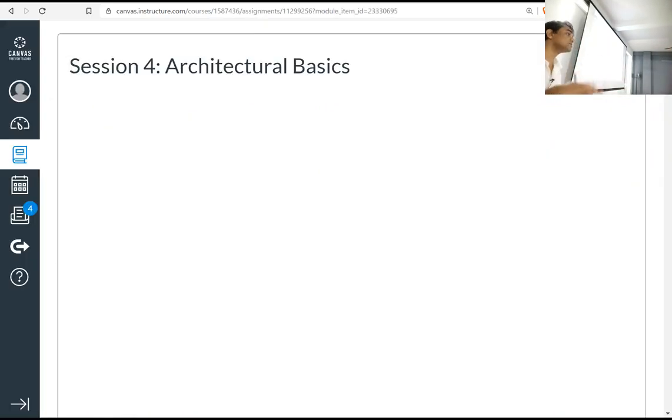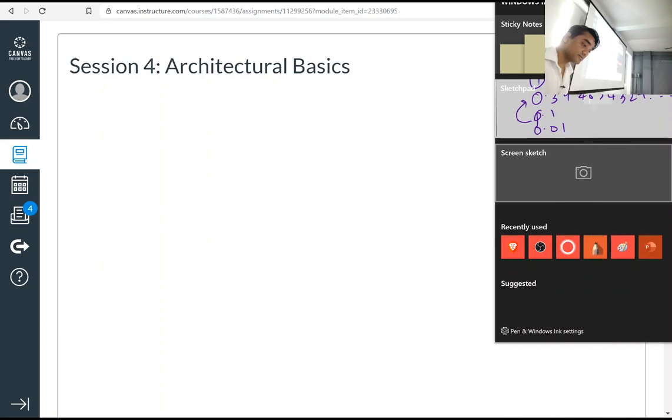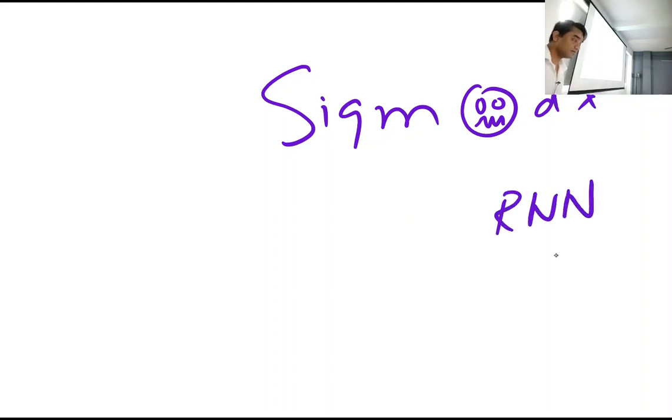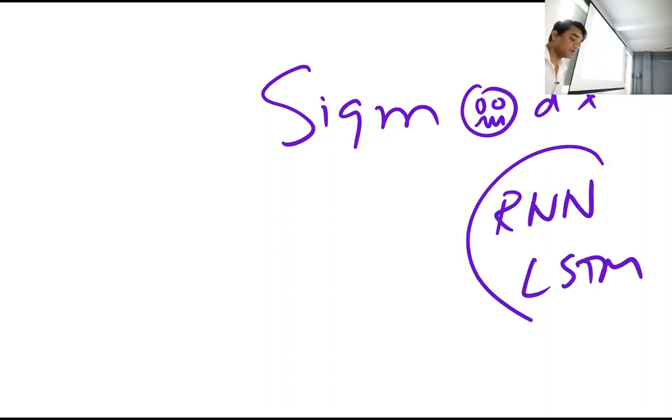You have any questions? Sigmoid is also used in almost all CNNs. Sigmoid is also used? ReLU and sigmoid. No, sigmoid is not used. Do not use sigmoid. Unless you're using RNN or LSTM, you're not going to be using sigmoid.